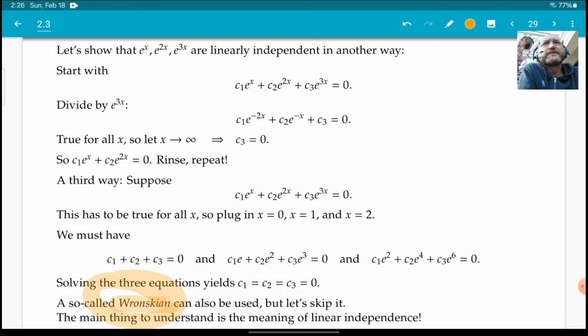So again, the main point is, what does linear independence mean? It means that you cannot solve for one of the functions in terms of the others as a linear combination of the others. Here we know that we need linear independence, but the idea is that you also want to know when you would want to apply it in some other problem. When would linear independence be useful?